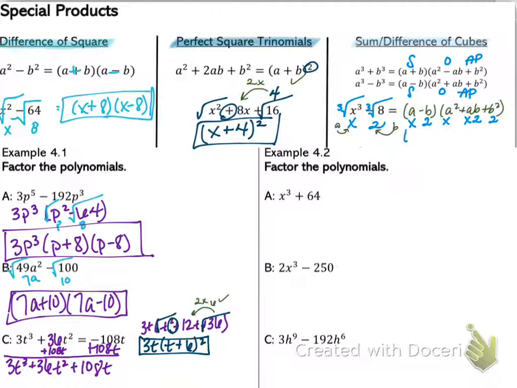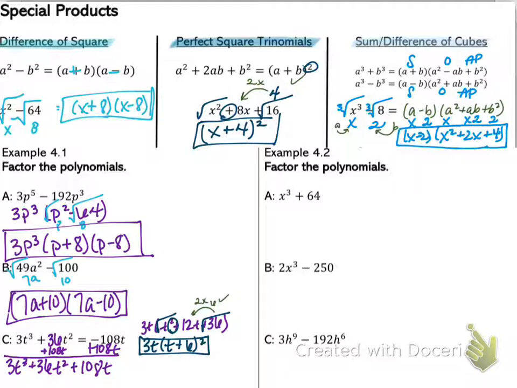So it's going to say x minus 2 times x squared. And x times 2 is 2x. So I'm going to rewrite that as 2x. And then 2 squared is going to be 4. So that's going to be 4. And this is my answer.